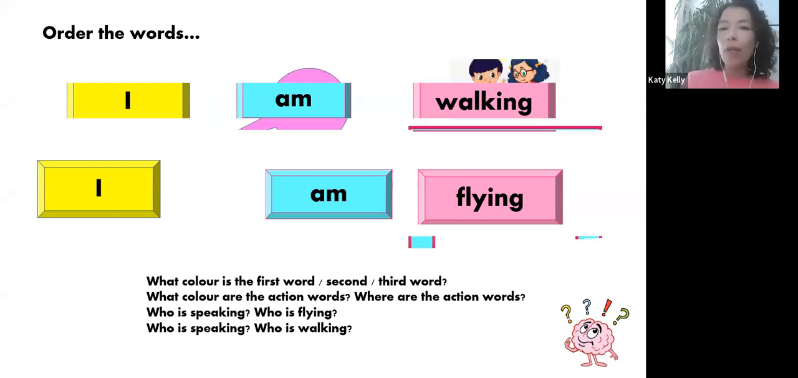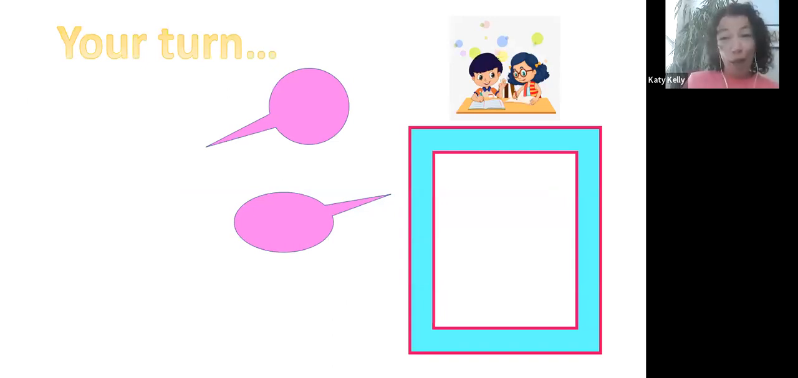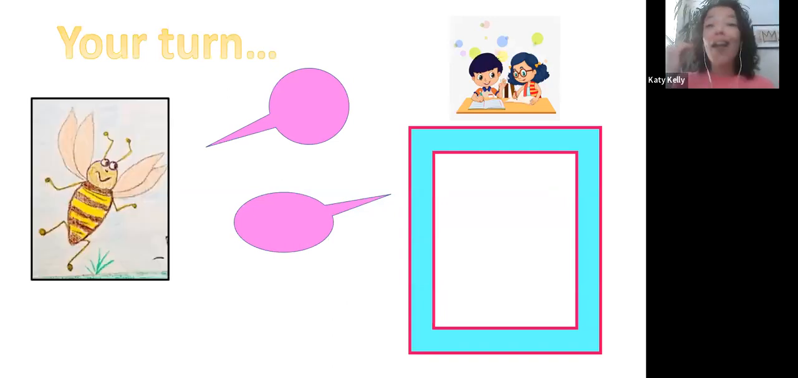Lovely. Now it's your turn. You need to think of an animal in the forest and draw the animal. Okay, you've got 40 seconds. So think of an animal in the forest and draw the animal. 40 seconds, let's go.